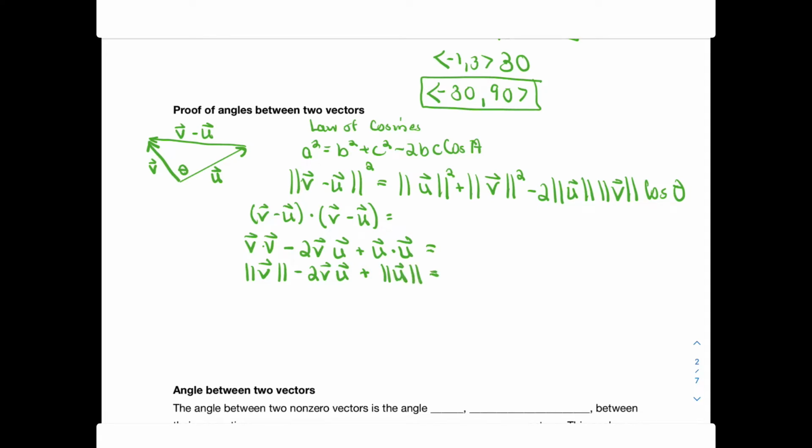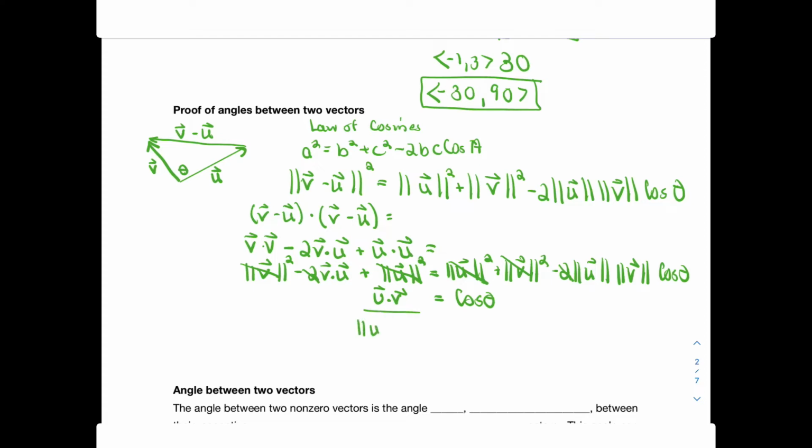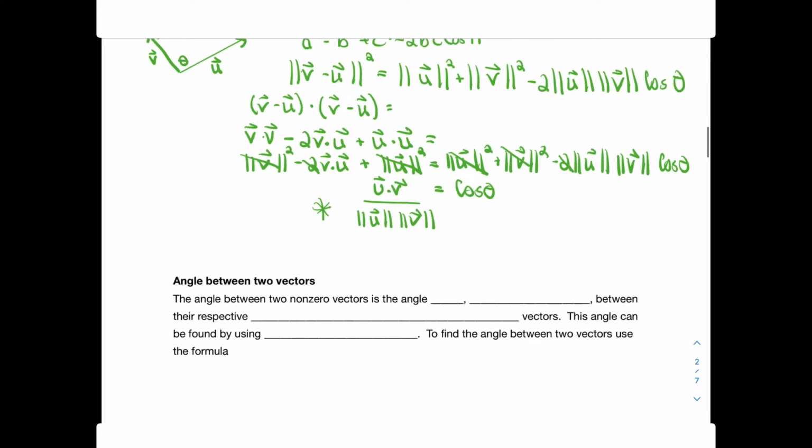Now, if I look at the other side of our equation here, let me go ahead and copy that down. Canceling like terms, these magnitude squares cancel each other. The negative 2 divided by negative 2 cancels out. So I'm left with just simply the dot product of v times u is equal to the cosine of theta times the magnitude of u times the magnitude of v. Then if I divide each side by that to get cosine by itself, I end up with the cosine of theta is equal to the dot product of u and v divided by the magnitude of u times the magnitude of v. And that is the formula that we'll be using to determine the angle between two vectors.